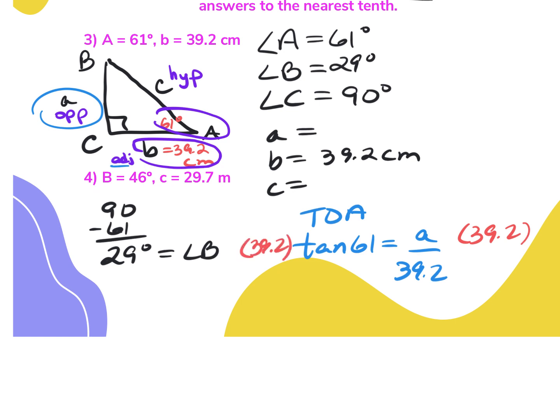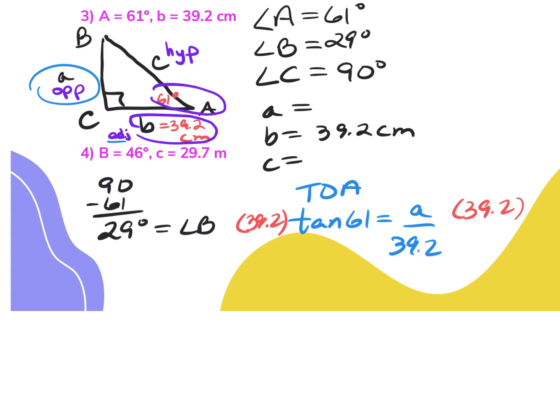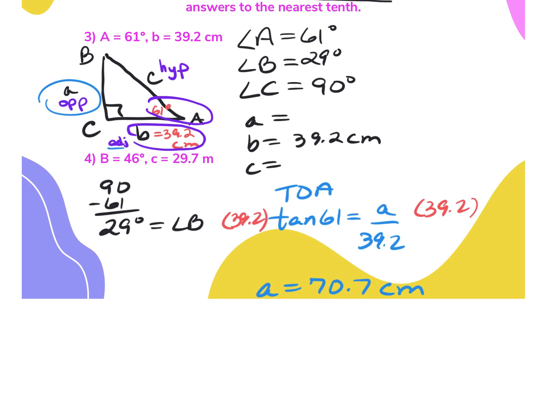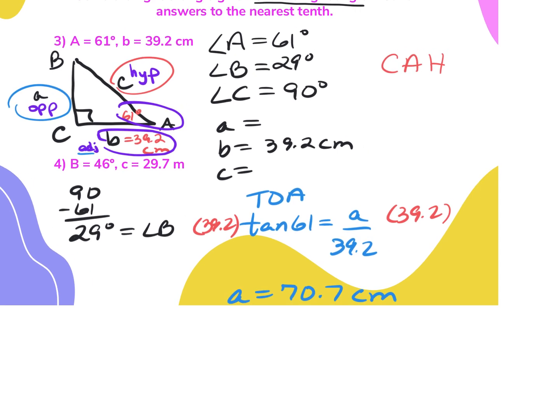So I'm going to do 39.2 times the tangent of 61, rounded to the tenths place, 70.7. And these are centimeters. Now for the hypotenuse. So again, we're going to circle what we have. We were given adjacent and hypotenuse, so that's going to be cosine. So we're going to be doing cosine of 61 is equal to adjacent over hypotenuse.